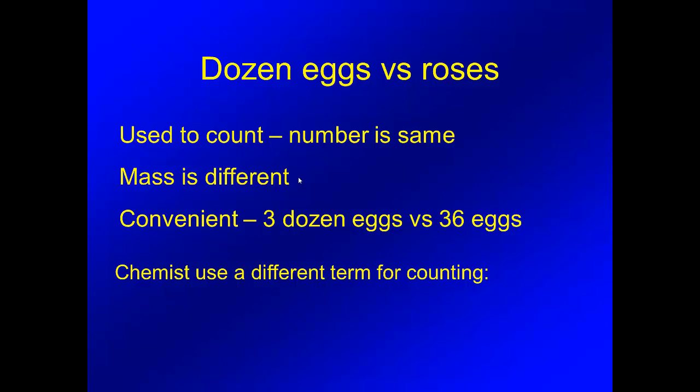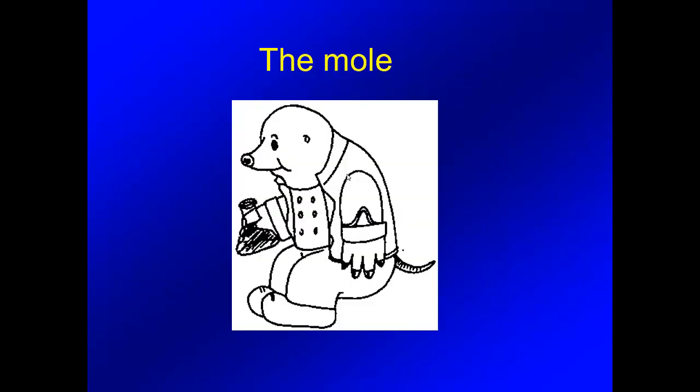Now looking at that, remember the mass isn't the same. If I have a dozen golf balls or a dozen bowling balls, the dozen bowling balls are going to have a higher mass because each individual ball is different. Same thing when we get into mass with atoms. Just because I have the same number doesn't mean the mass is the same, because each atom is different. So chemists came up with the mole.